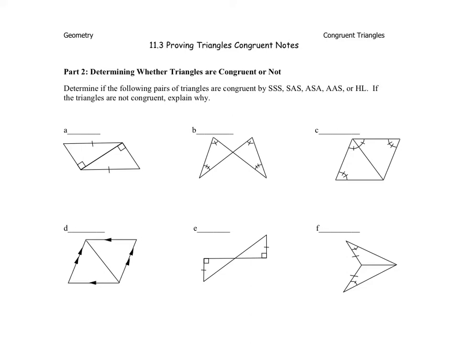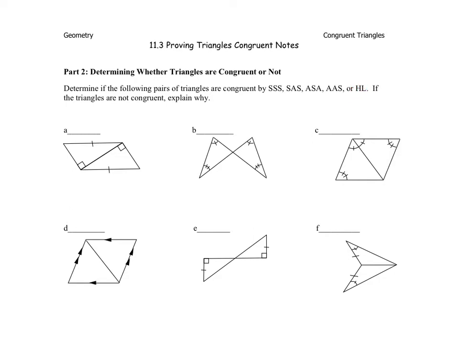In this video, we will determine whether triangles are congruent or not using the information given by tick marks. And we will determine then whether they are congruent using any of those properties. SSS means side, side, side; SAS, side, angle, side; ASA, angle, side, angle; AAS, angle, angle, side; or HL, hypotenuse, leg in right triangles.